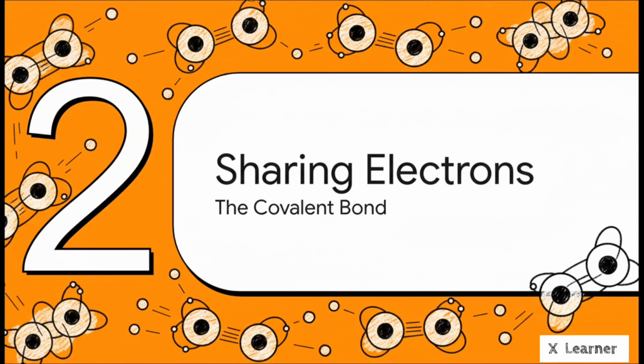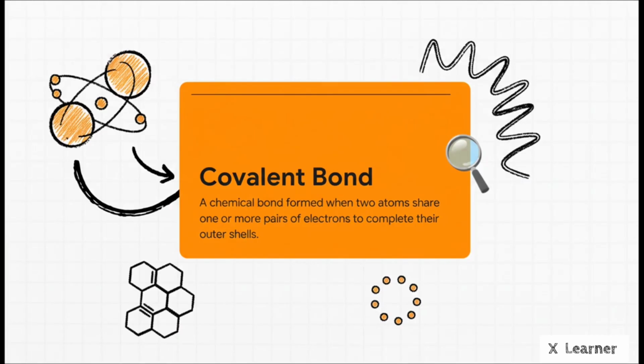So how does this teaming up work? Well, one of the most common ways, and the one we're going to focus on, is by sharing. This is the foundation for most of the molecules that make up our world. This sharing creates an incredibly strong connection called a covalent bond. It's basically a molecular handshake. See, by sharing electrons, both atoms get to count those shared electrons toward their own magic number of 8. It's a win-win that holds the whole molecule together.